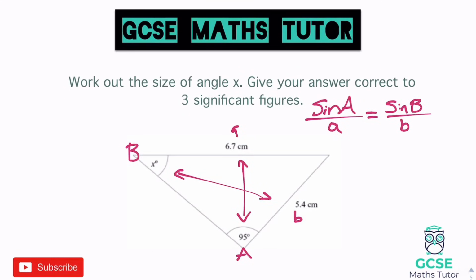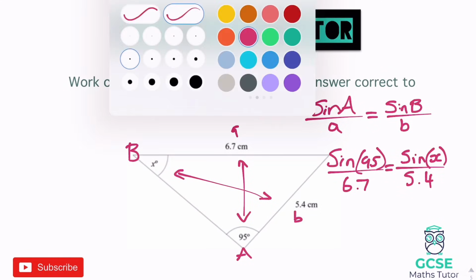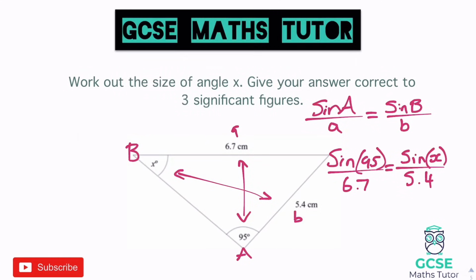And you're going to see now when we put the numbers in, we get to rearrange this in one step just like we did before. So if we plug all these values in, I've got sine 95 as my big A, and that's over the opposite there, which is 6.7, and that is equal to sine x. I'll put the x in a bracket just like I do with the normal angles, and that is opposite the 5.4. Okay, so now we are actually able to isolate the sine x on its own by getting rid of this 5.4 on the bottom.